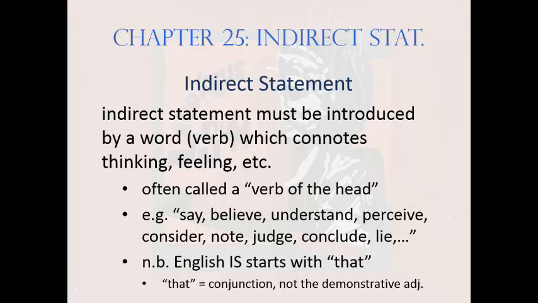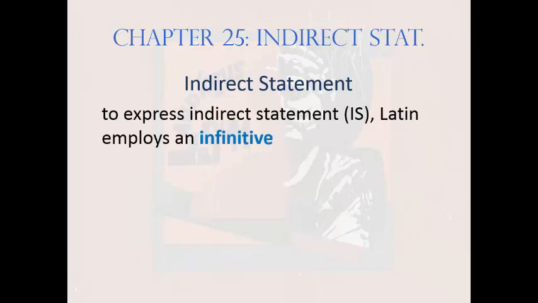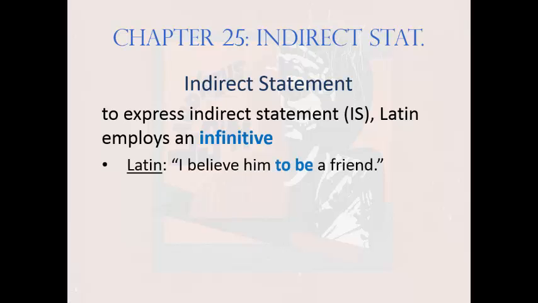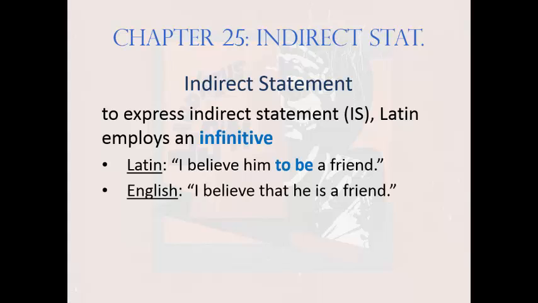And there's the rub. While Latin does have a demonstrative form equivalent to English that, it doesn't have the counterpart of the English subordinating conjunction that, the one introducing indirect statement. In place of a that clause, Latin uses an infinitive. So, for example, Latin says, I believe him to be a friend, where English can say either, I believe him to be a friend, or I believe that he is a friend. Latin can't say the latter. As I was taught, there's no that in Latin.